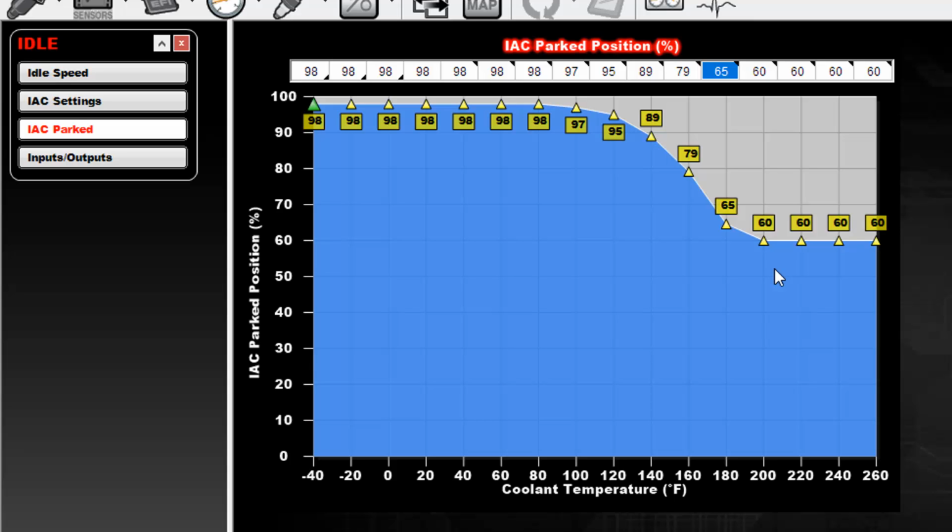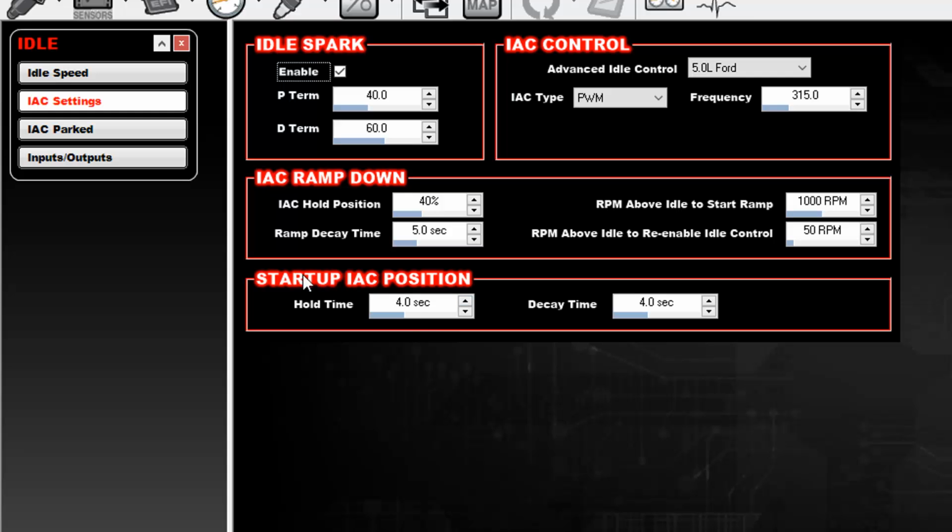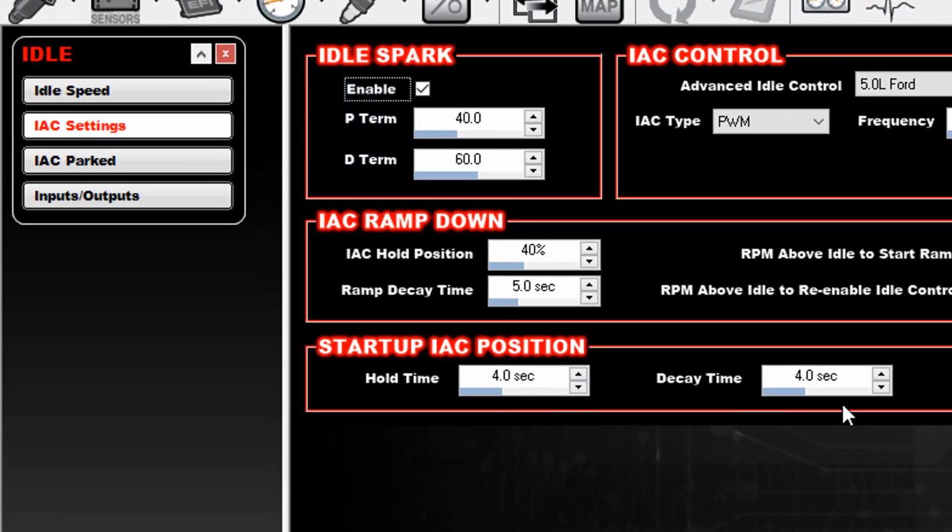Now, once cranking is successful and the engine goes into run mode, then we have to go back over here to your IAC settings and look at this hold time and decay time down here under startup IAC position. So this is really saying that once the car does go to run, whatever that duty cycle is that you just specified on the other screen, it's going to hold that exact duty cycle for this many seconds the whole time. And then once that's over, it will transition down to whatever you'd normally need for idle, and it's going to transition across the decay time.